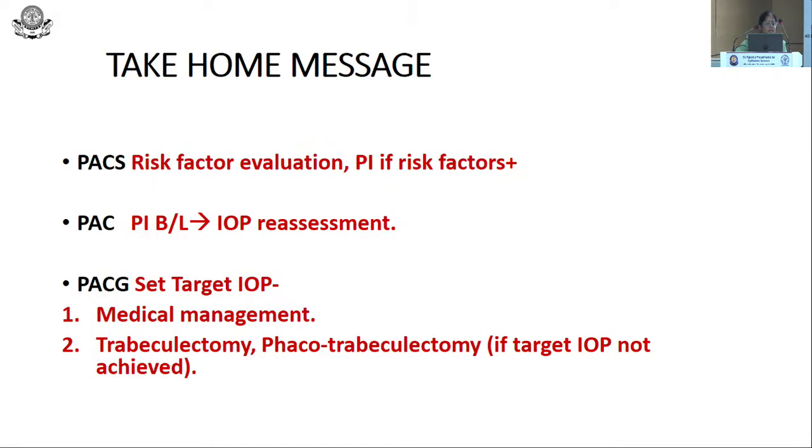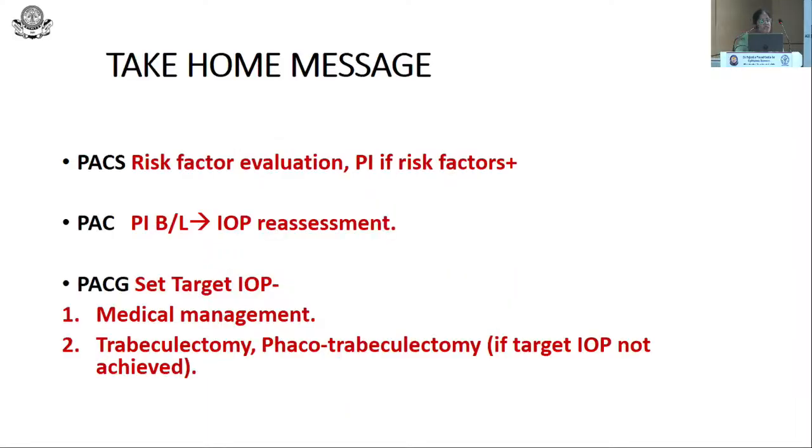So the take-home message is, in primary angle closure suspect, we have to evaluate the risk factors and then we should go for the PI. In PAC, patients require PI in both eyes, whereas in PACG we have to set the target IOP with medical management or trabeculectomy or phacotrabeculectomy. Thank you.